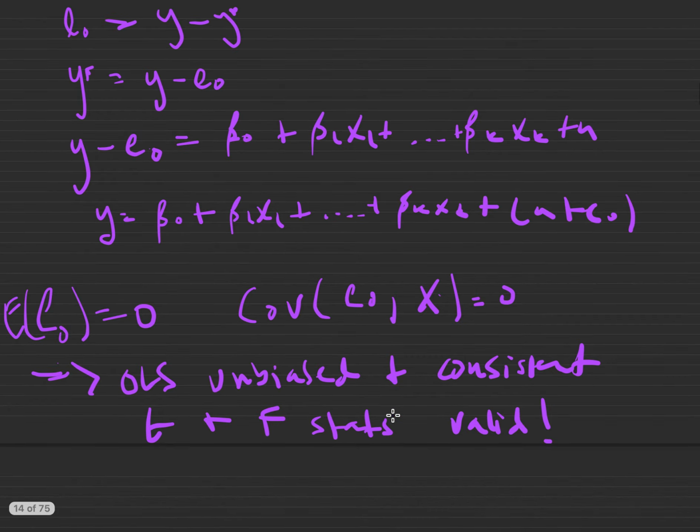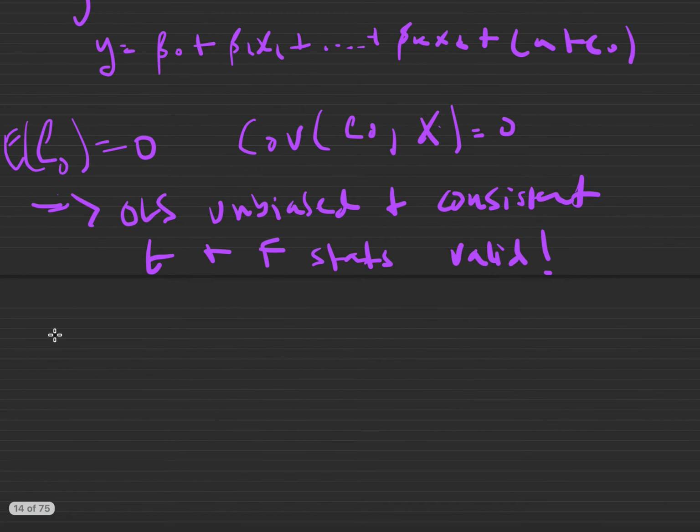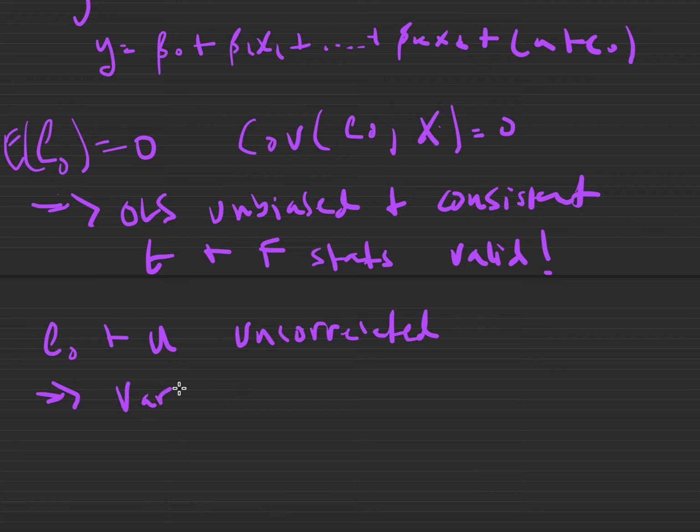If e0 and u are uncorrelated, then the variance of u plus e0 will be equal to sigma u squared plus sigma e0 squared. So the measurement error increases the error variance by this term. So we'll have larger error variance. The variances of the estimators will go up.